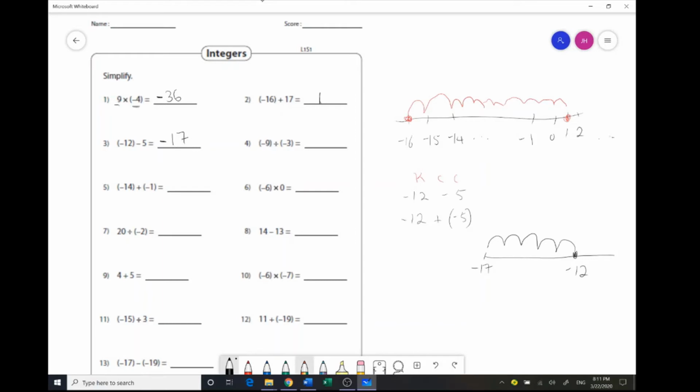Okay, number 4, I have negative 9 divided by negative 3. So negative divided by negative, go back to the notes. When two negative numbers divide, you will have a positive final answer. So now you just have to figure out what is 9 divided by 3. So 9 divided by 3 is 3. So your final answer is a positive 3. So just write 3 as it is.